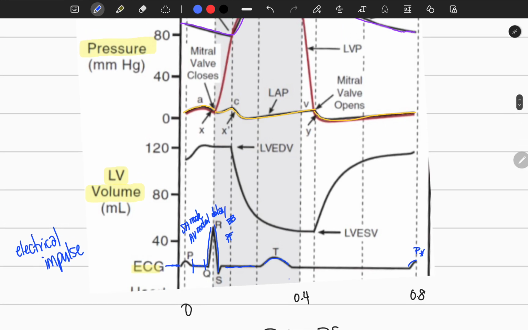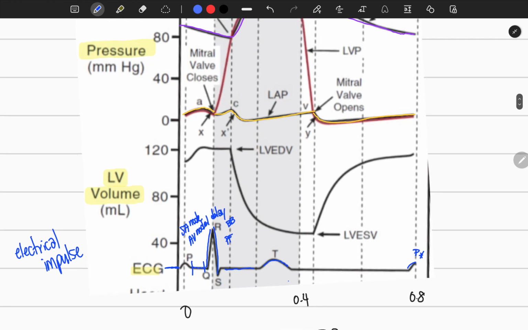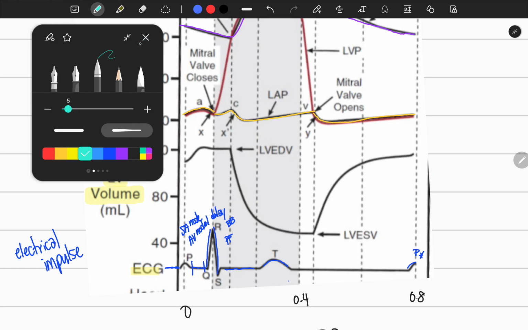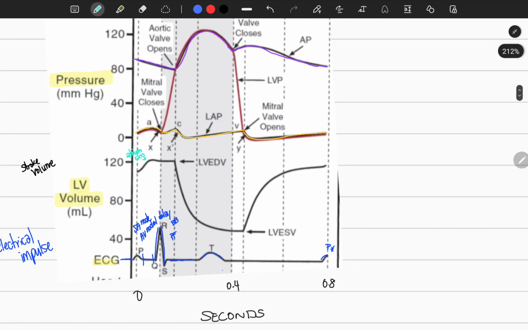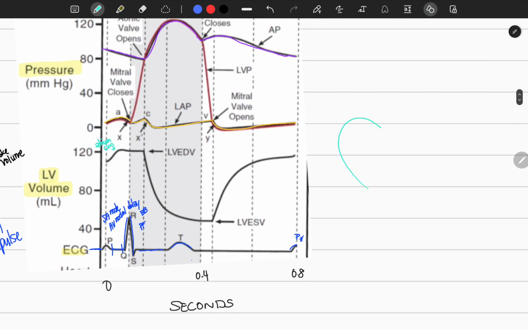Then we have volume. This is essentially stroke volume. How much blood is being put into the ventricle. So at this portion here, we have the atrium contracting at this point here. So we're thinking about volume. Let me draw you a potato. Let's think about this with a picture.